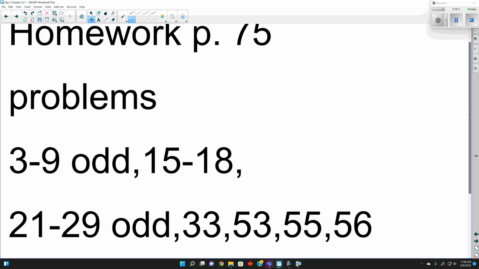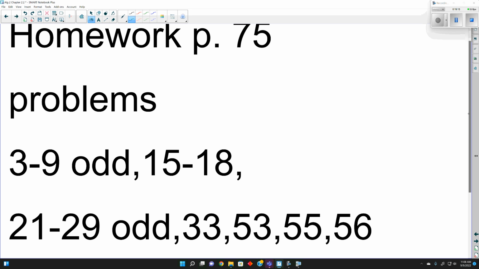And that is it. Your assignment is on page 75, 3 through 9 odd. So on 3 through 9 odd, you're not graphing, but you still need to identify the vertex and axis of symmetry. On 15 through 18, you're matching up the correct graph with its function. The 4 graphs are already provided. You're labeling A, B, C, D to which one it matches with. You can use the axis of symmetry to determine which one it connects to.